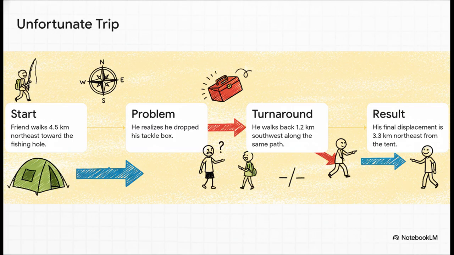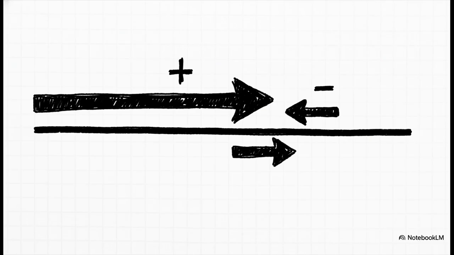We can think of northeast as positive and southwest as negative. So 4.5 minus 1.2. And that leaves him at a final displacement of 3.3 kilometers northeast from the tent. And there you have it. Just like that, you've done vector addition. It's really as simple as adding positive and negative numbers on a number line.